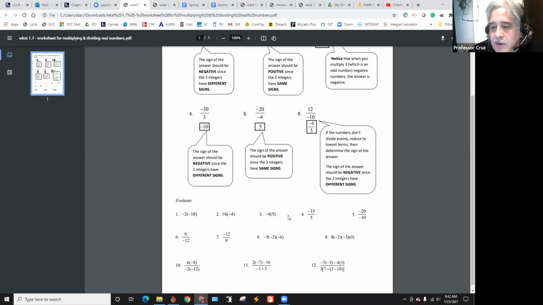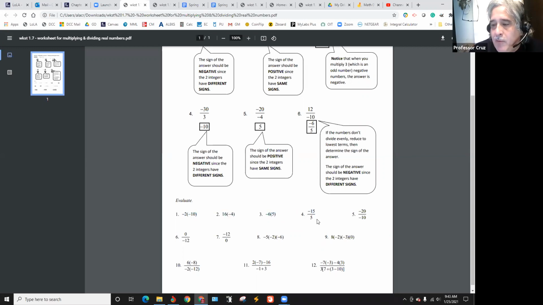Again, the difference between 2 and 3 is not a whole lot of difference. It's just the placement of the negative sign. So you just count. How many negative signs do you have? You only have one. So we've got a negative 30.